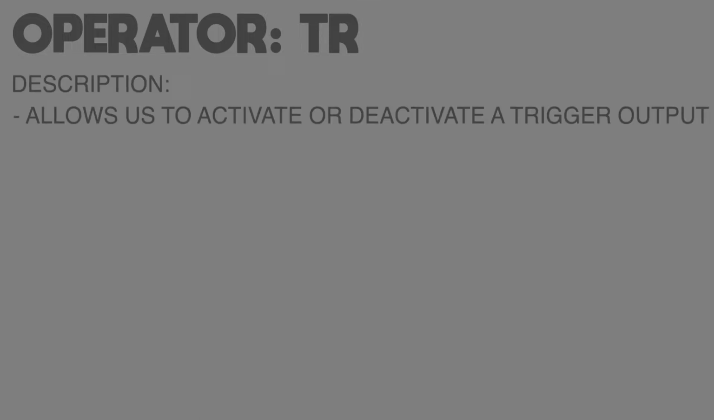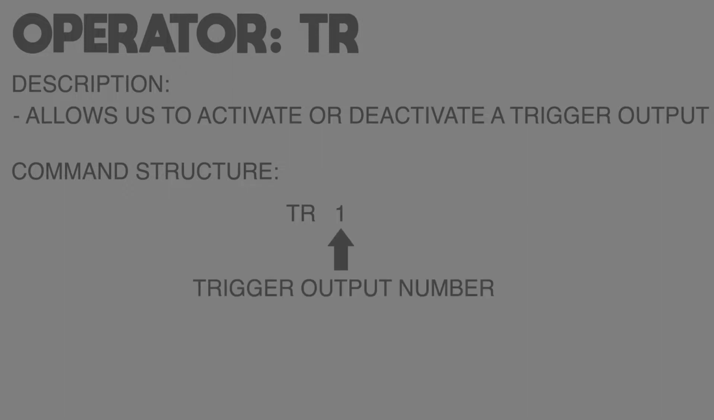So first off, we're going to take a look at the TR operator. TR is an operator that allows us to activate and deactivate a trigger output. The command structure for TR is as follows. The first value that TR requires specifies which output you're targeting. The second value will be either 0 or 1. In the case of 0, this will deactivate the output and set it to 0 volts. In the case of 1, this will activate the output and set it to 10 volts.